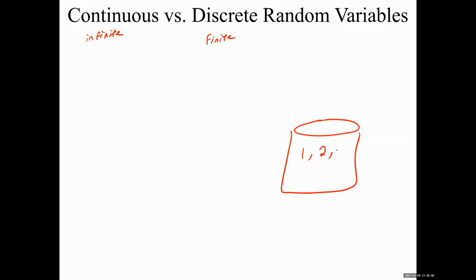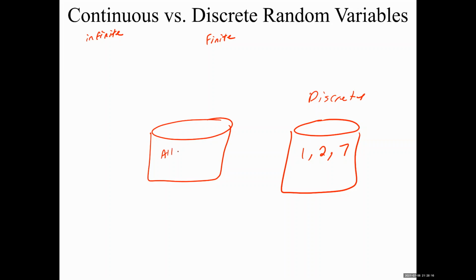Sometimes students think that discrete random variable means there's only a finite amount of numbers in the bag, and continuous means there's an infinite amount of numbers in the bag. That's wrong. Okay. Like if your bag only had 1, 2, and 7 in there, that would be discrete. If your bag had, you know, all real numbers. Let me not just write all decimals.